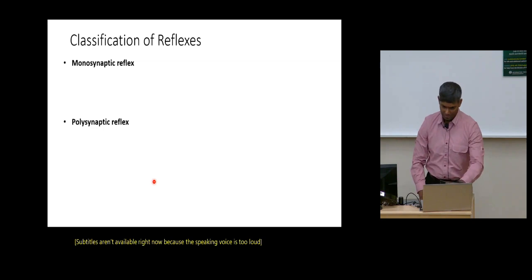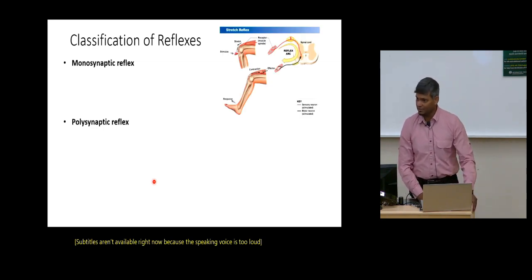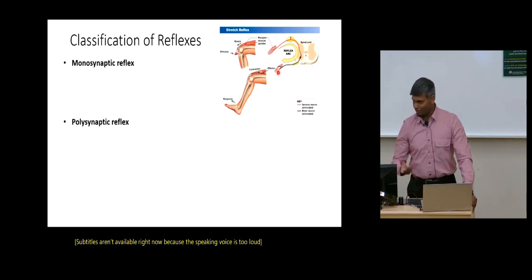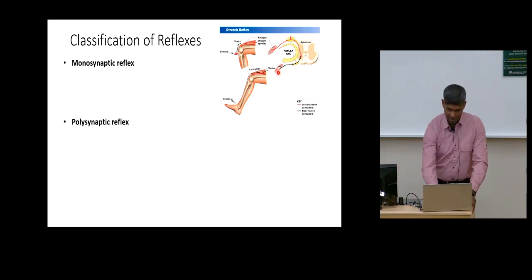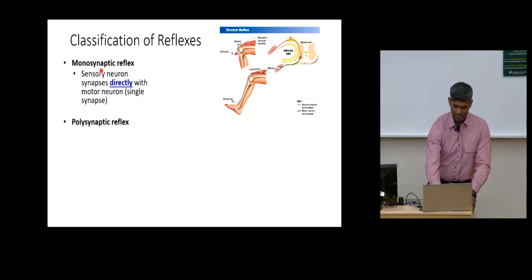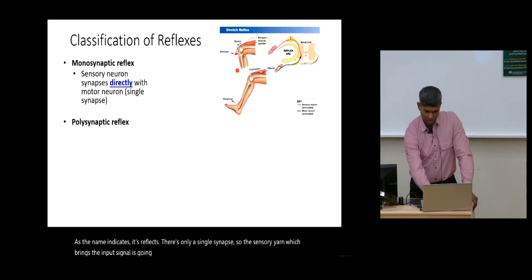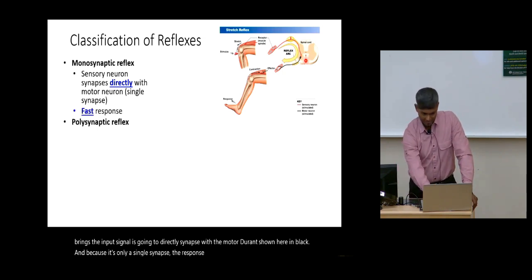An example of the monosynaptic reflex is the stretch reflex or the patellar tendon reflex, which you would have experienced if you go to the doctor's office, or even if you haven't and you watched cartoons, you will see the patellar tendon stretch reflex being over exaggerated. All right, so as the name indicates, in this reflex there's only a single synapse. So the sensory neuron which brings the input signal is going to directly synapse with the motor neuron shown here in black. And because there's only a single synapse, the response is very fast.